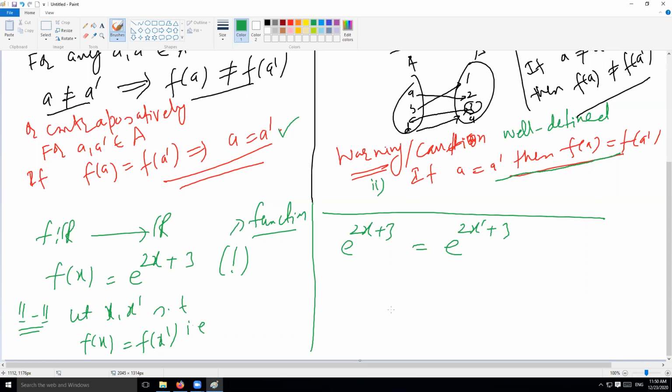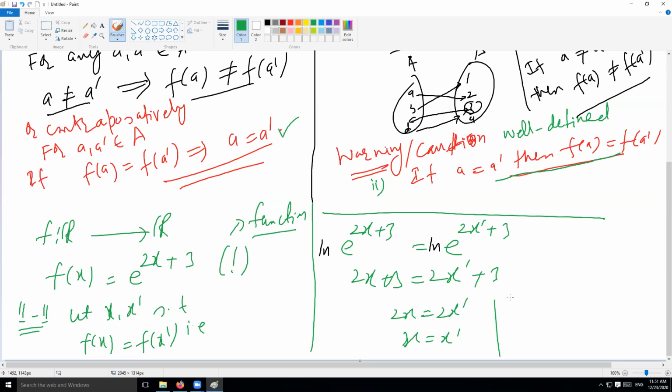What should I do? Take anti-log on both sides. Okay, take anti-log on both sides. Take log here and take log here actually. Sorry, take log on both sides. So when you take the log, what are you going to get? You're going to get 2x plus 3 and 2x prime plus 3. Then you can cancel out 3 from both sides. You're going to get 2x equal to 2x prime, and then you can cancel out 2, so you get x equal to x prime.